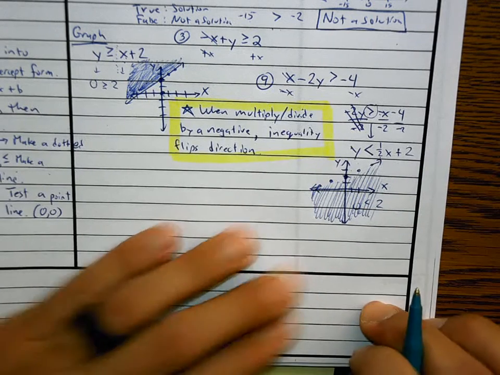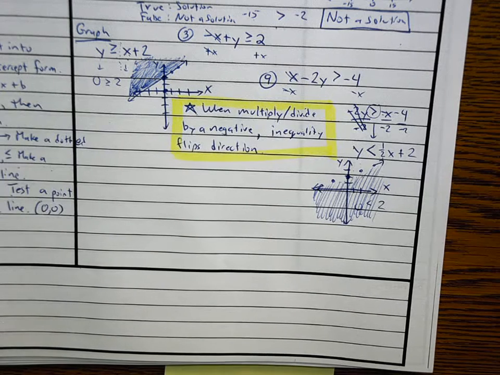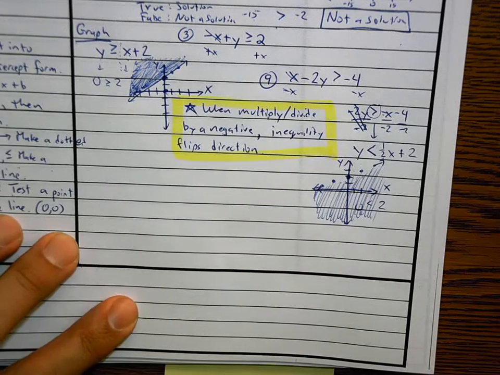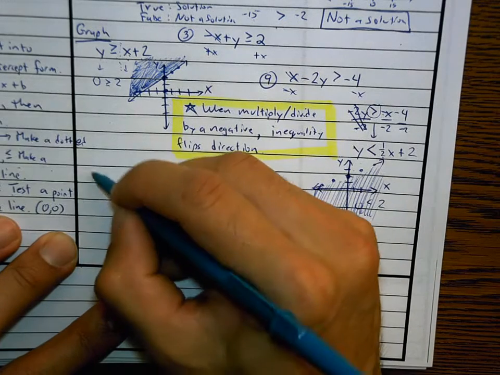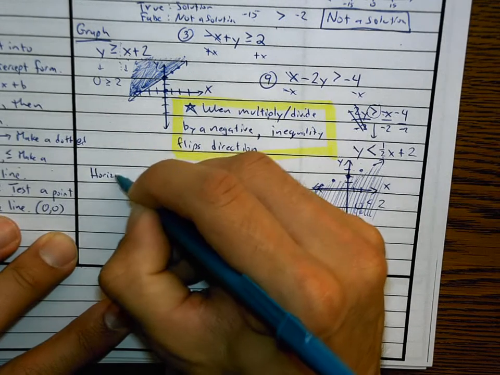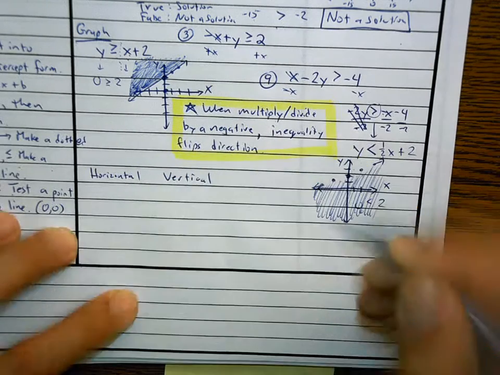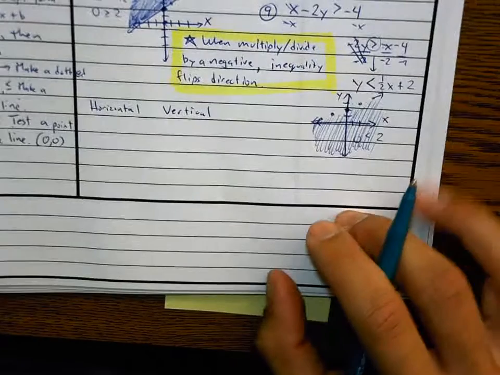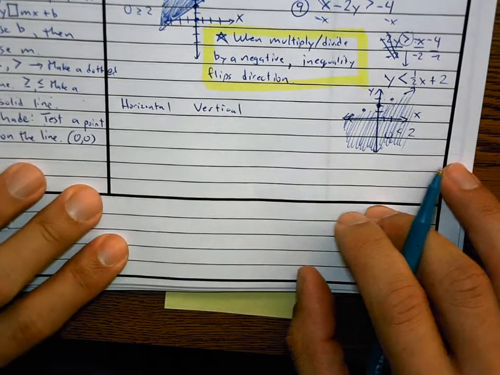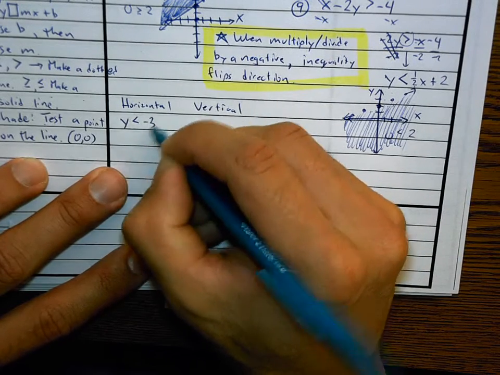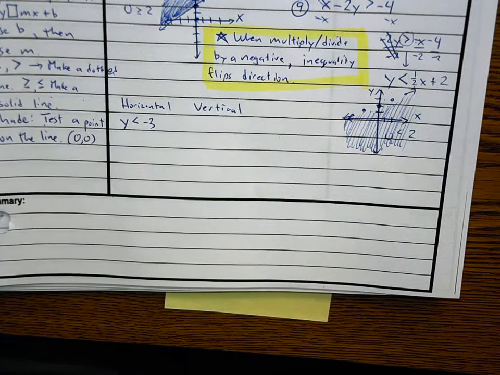The last 2 examples I'm going to show you, and then I'm going to give you one shortcut and we're done. Don't forget about horizontal and vertical graphs. If I have a horizontal line, it's something that might look like this. Y is less than -3.